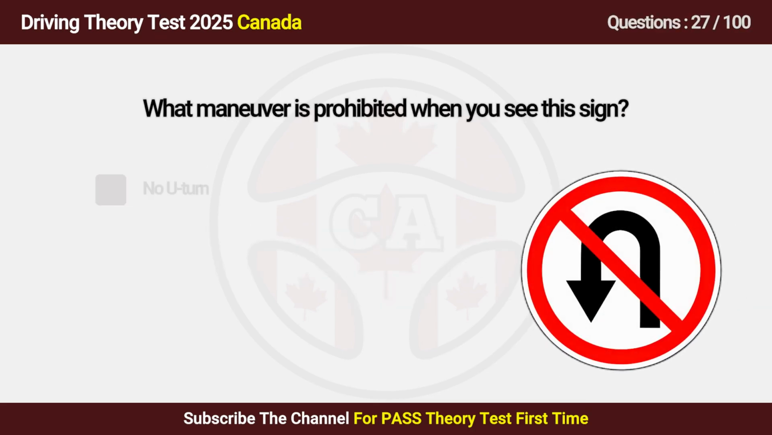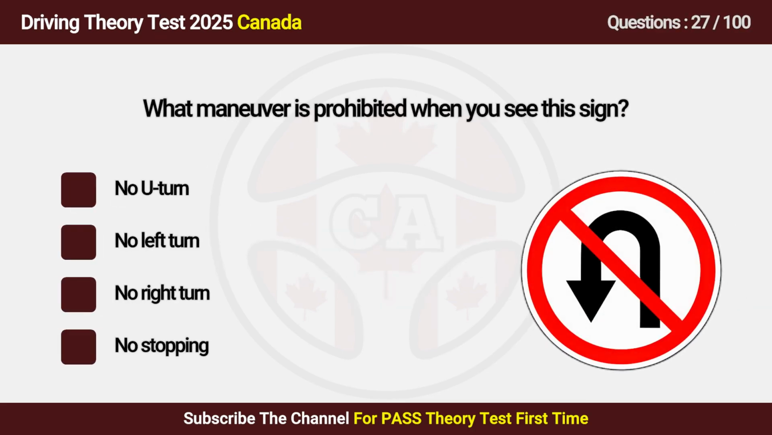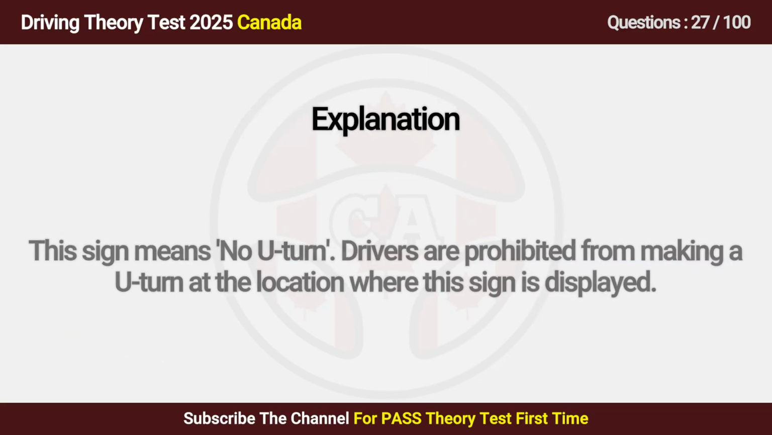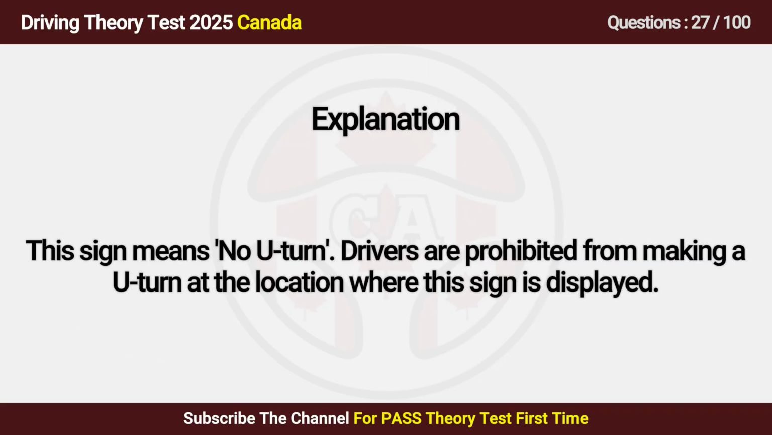Question 27. What maneuver is prohibited when you see this sign? A. No U-turn. B. No left turn. C. No right turn. D. No stopping. Answer is A. No U-turn. This sign means no U-turn. Drivers are prohibited from making a U-turn at the location where this sign is displayed.